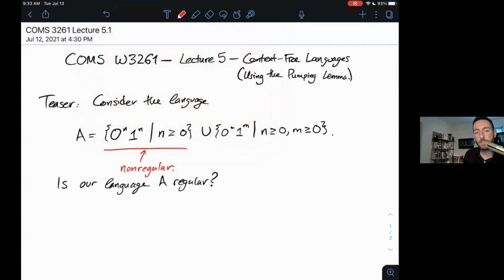I claim that the whole language, this union, actually is regular. And to see this, we can just look at our second language here and observe that this is the language of any string of zeros of length 0 or more, followed by any string of ones. These two numbers, n and m, are independent. And in fact, the first component of the union is a subset of the second component of the union, right? If you have a string in our first language, it's also a string in our second language.